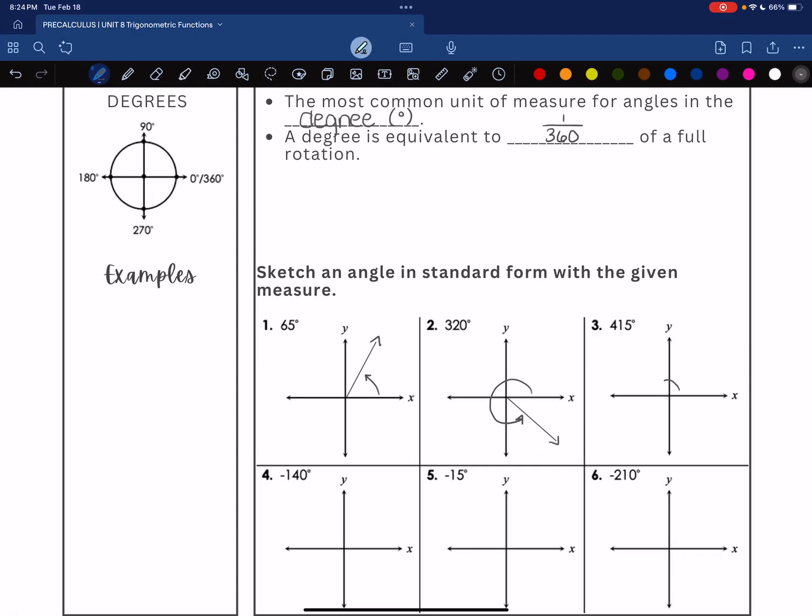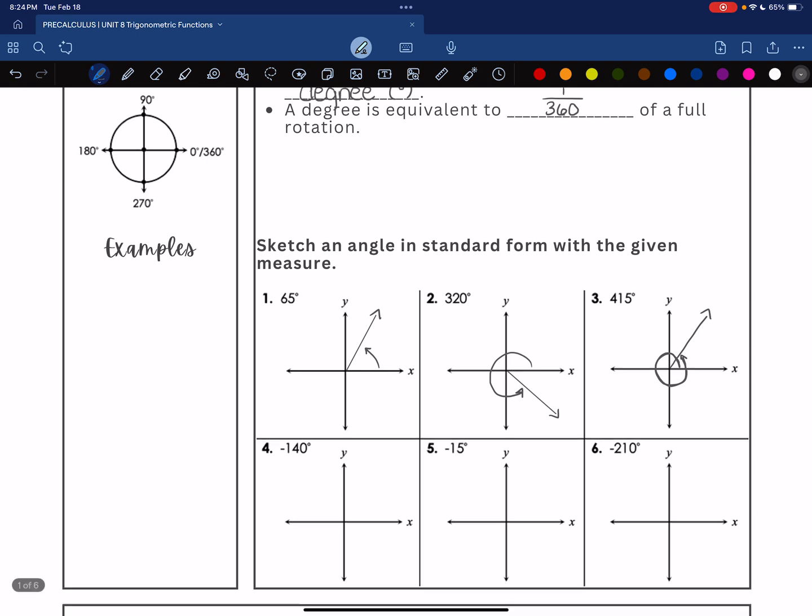So I've gone all the way around once and then a little bit more than halfway. Let me back that down a little bit, maybe right about there. So that is going to represent my full positive rotation, terminating 55 degrees after I've gone around one full time.